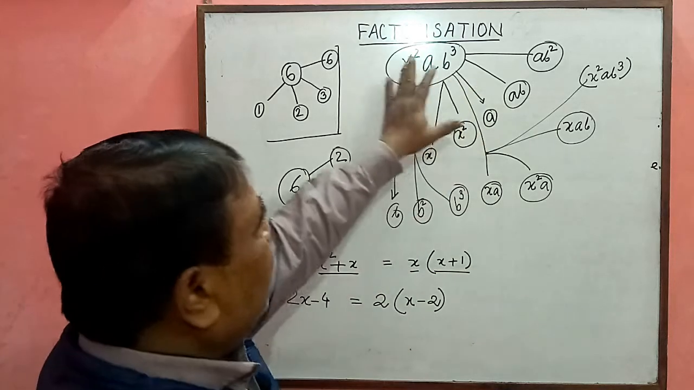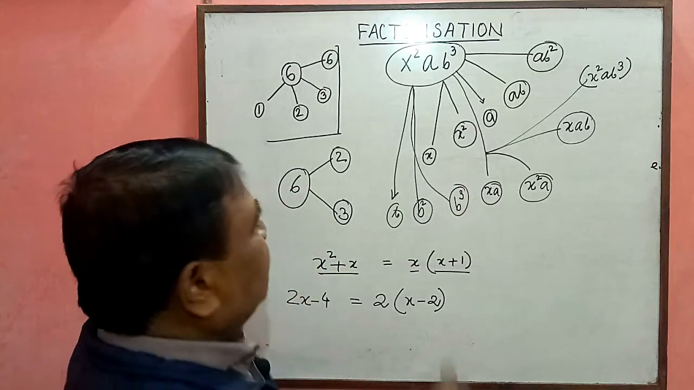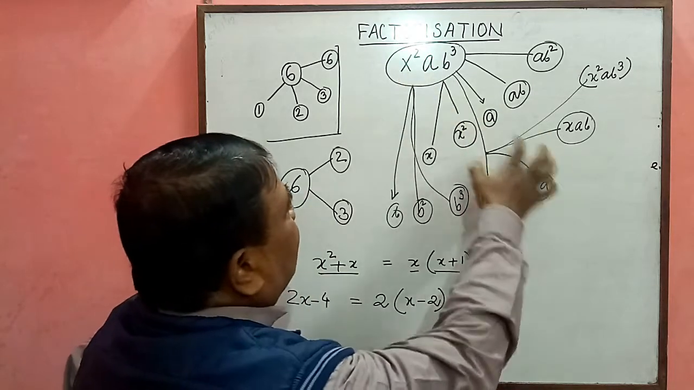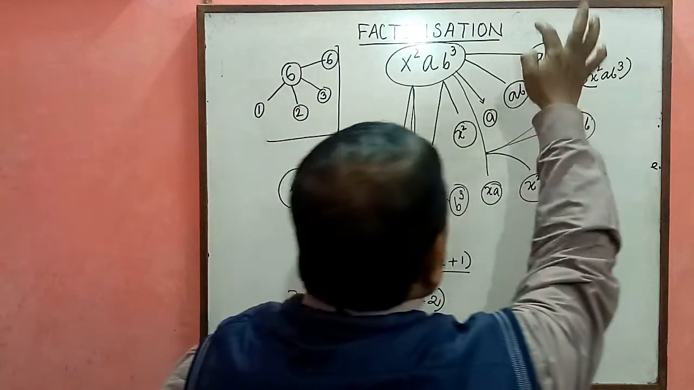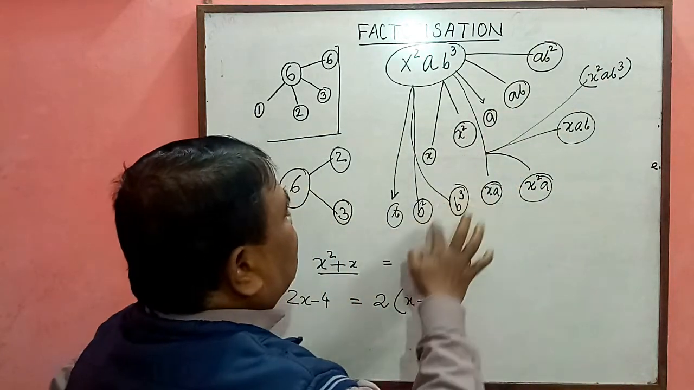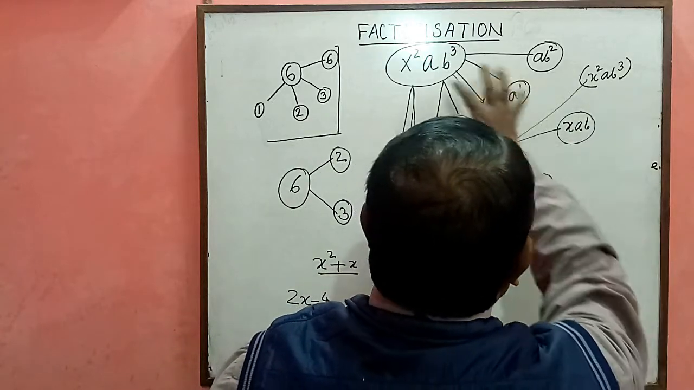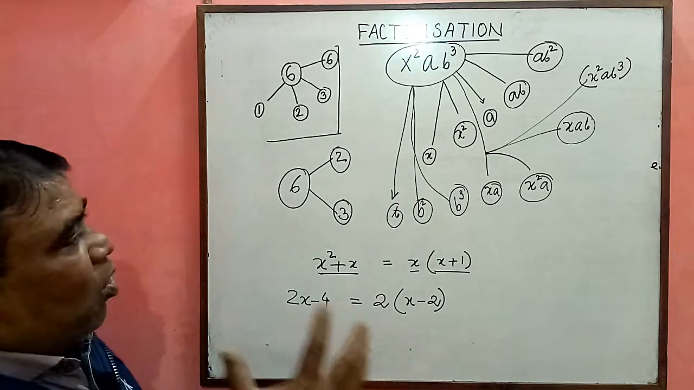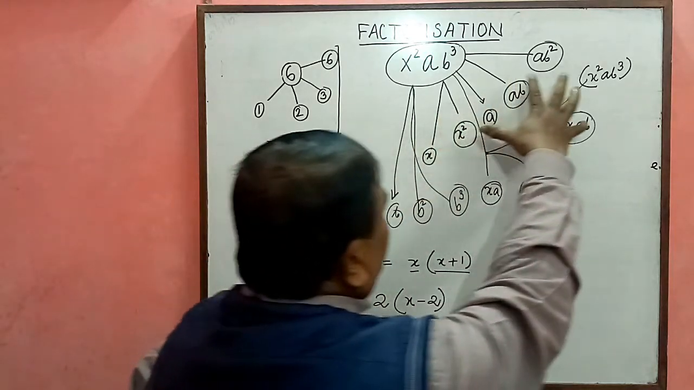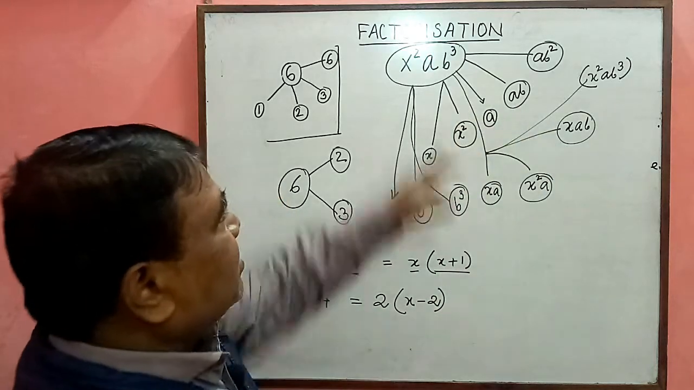Anyway, here you see this x square a b cube is also divisible by all a x, x square a, a b square, b square, b cube, x a, x square, x a b. This way we can write many here. These are all factors because these numbers divide x square a b cube.